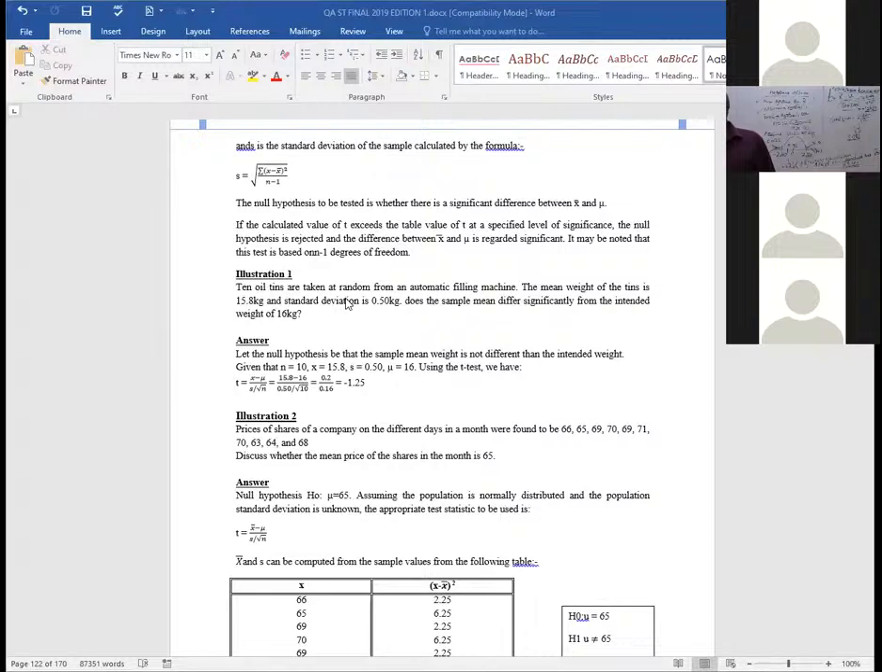10 oil tins are taken at random from an automatic filling machine. The mean weight of the tins, which tins? The 10 that were selected. The mean weight of the tins is 15.8, and the standard deviation is 0.5 kilograms. Does the sample mean differ significantly from the intended weight of 16? Of course, this 16 here will be the population weight, the population mean.